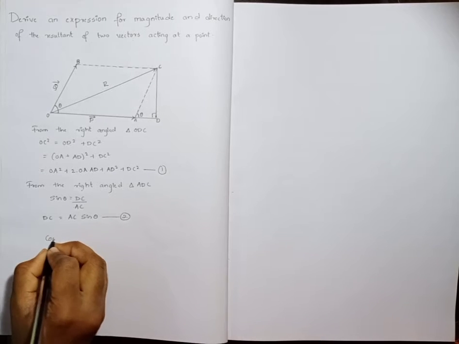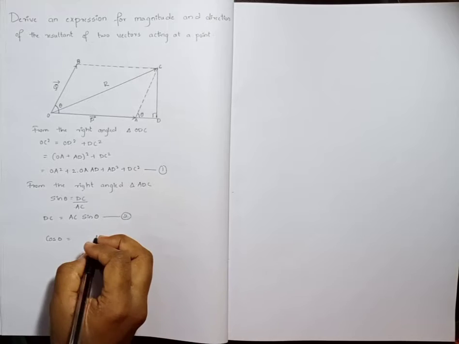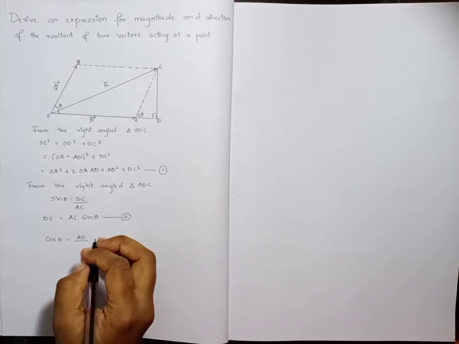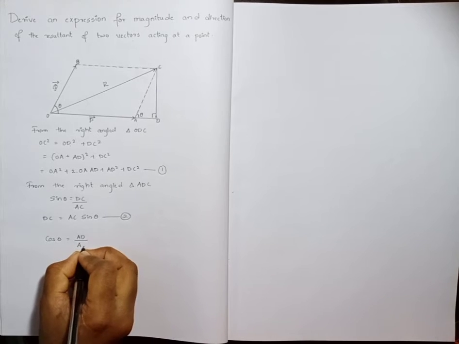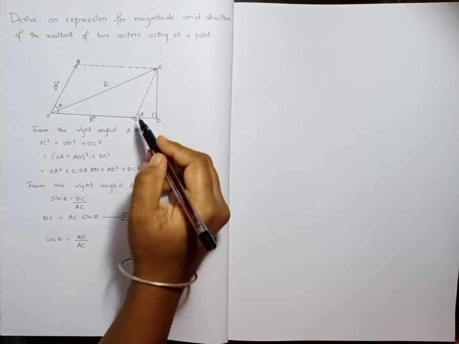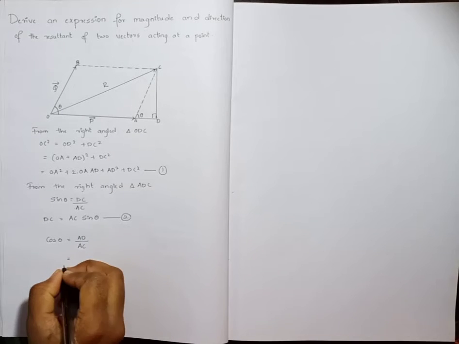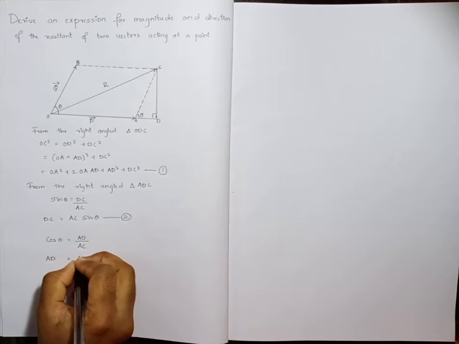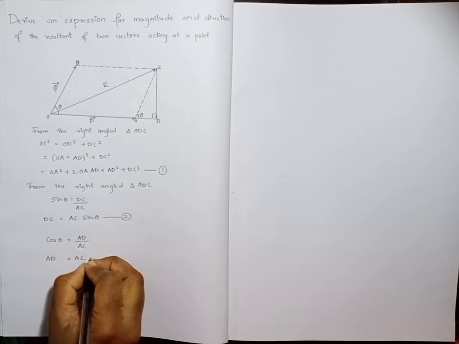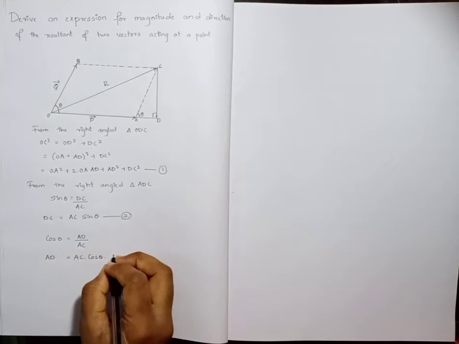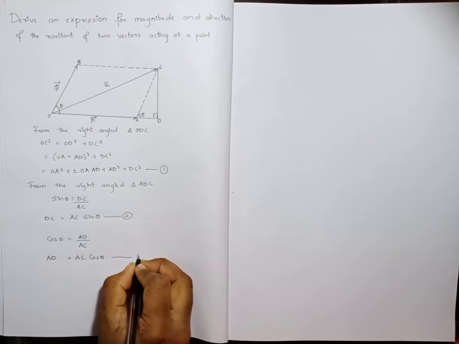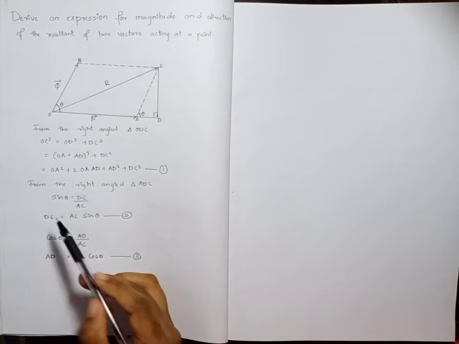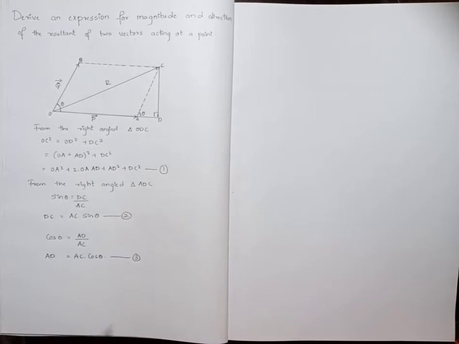Next, we'll talk about cos theta. Similarly, cos theta is adjacent by hypotenuse, that is AD by again AC. So what is AD? AD is AC cos theta. We'll consider this as equation 3. Next, substituting this DC and AD in equation 1, what happens?